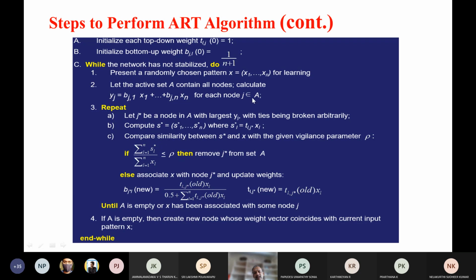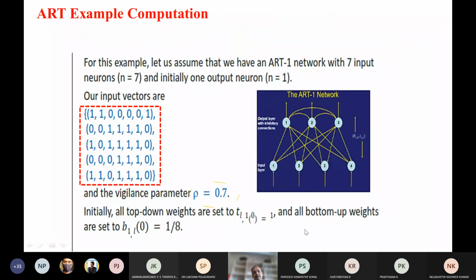Let J star be the node of A with the largest Yj, with ties being broken arbitrarily. Then I compute S star, and compare the similarity between S star and X with the vigilance parameter using this formula. Else, I associate X with the new node J and update my weight values, with the same formula as previously. This continues until A is empty or X has been associated with some node J in the cluster units. If A is empty, then create a new node whose weight vector coincides with the current input pattern, and end.